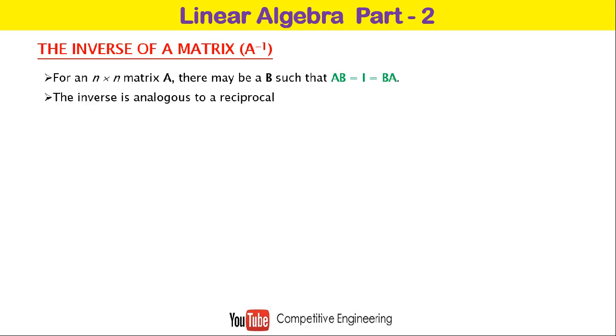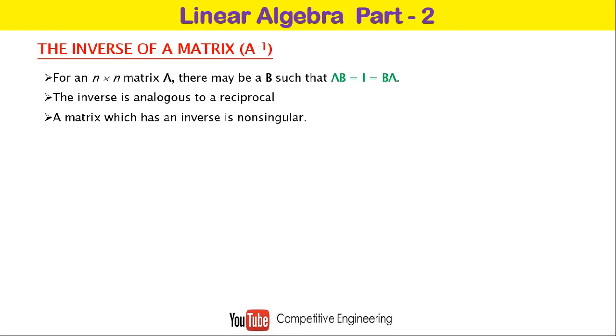Okay, so the inverse is analogous to reciprocal, that is A into 1 by A equal to 1. Okay, so matrices are of two types, that is singular matrix and non-singular matrix. These concepts were explained in the last lecture, so I'm explaining again. Non-singular matrix means a matrix having non-zero determinant.